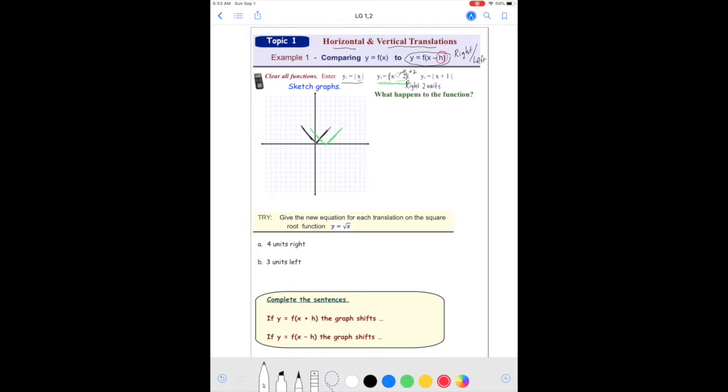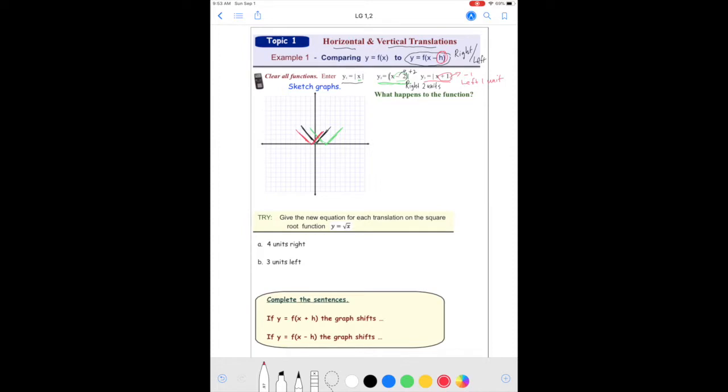Okay, so let's look at the next one. Here we have a plus 1, so it comes out as a minus 1. So that is, minus means left of 0, so left 1 unit. Okay, so here we take the original, the black one, and we go left 1, and then over 1, up 1, and we have an absolute function like that.